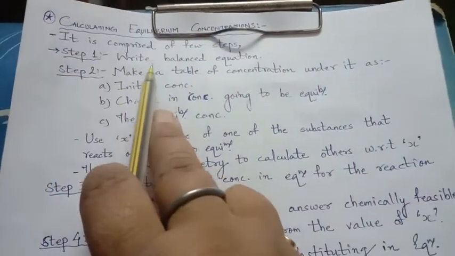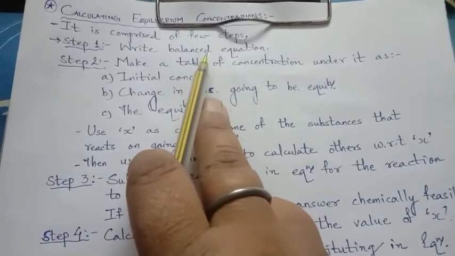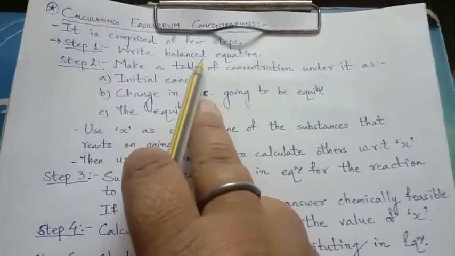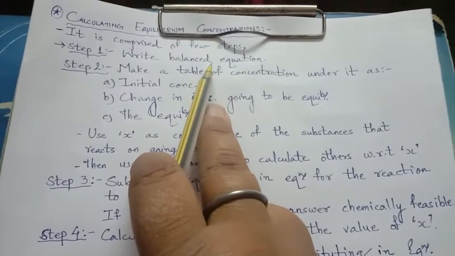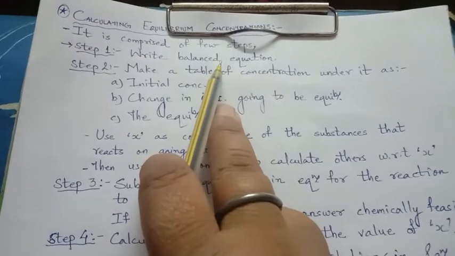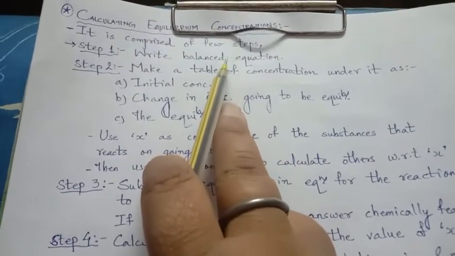Step one is, first we need to write the balanced equation. When we say balanced equation, that means on the left-hand side and right-hand side, we have to balance the number of atoms which are taking part in the reaction. If not balanced, we need to multiply by stoichiometric coefficients to get it balanced.